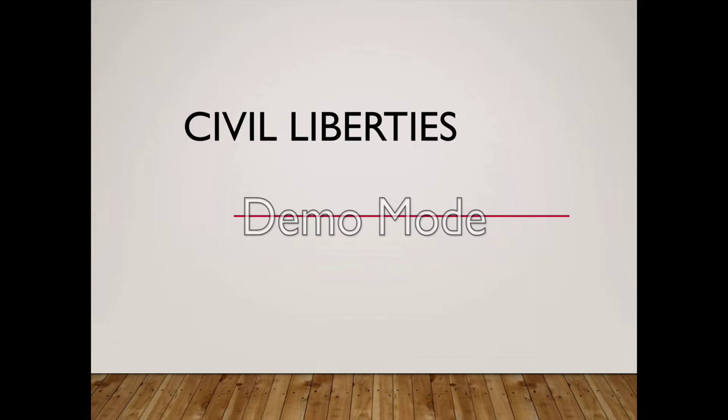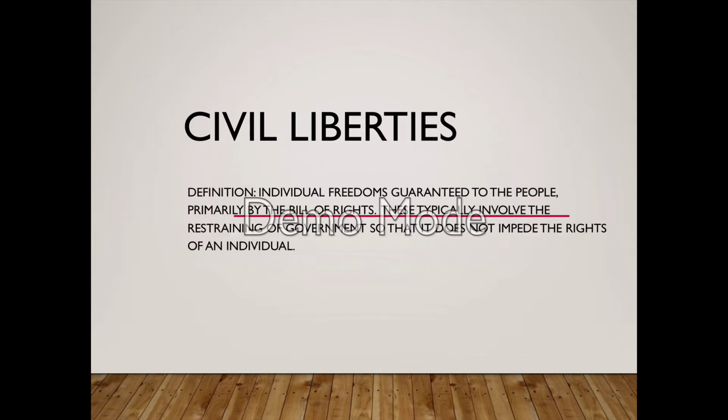So let's start by defining civil liberties, which is the individual's freedoms guaranteed to the people primarily by the Bill of Rights. These typically involve the restraining of government so that it does not impede the rights of an individual. So these really lay the foundation for what we know as our individual freedoms. And these are primarily protected in the First Amendment, though all the other ones as well. And we'll talk through what some of those mean.